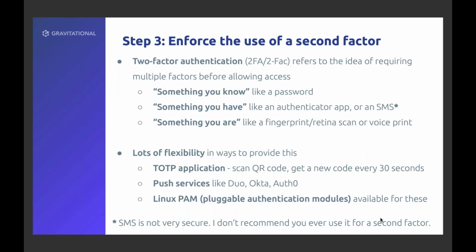Step 3, how about enforcing the use of a second factor? So two-factor authentication is defined normally as requiring multiple factors from a list. The list could be something you know, like a password, traditionally. It could be something you have, like an authenticator app or SMS, for example. And it could be something you are, like your fingerprint, a retina scan, an analysis of your voice, something like that. There is a star after SMS, and I'll get to that in a moment.